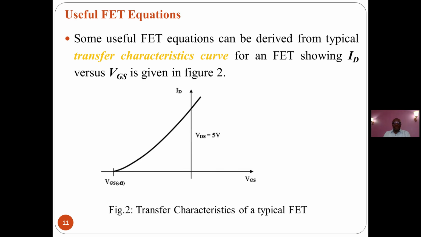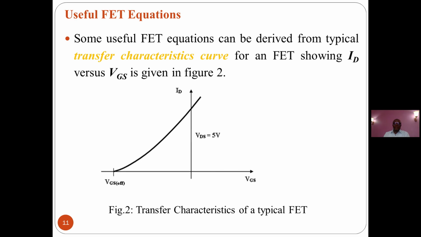Some useful FET equations can be derived from a typical transfer characteristics curve for an FET showing I subscript D, which is the drain current, versus V subscript GS, which is the gate source voltage, as shown in Fig 2.